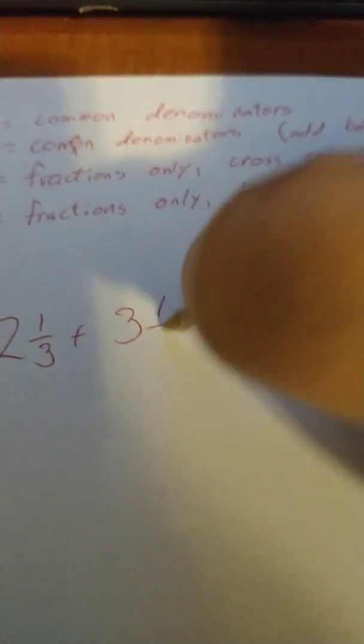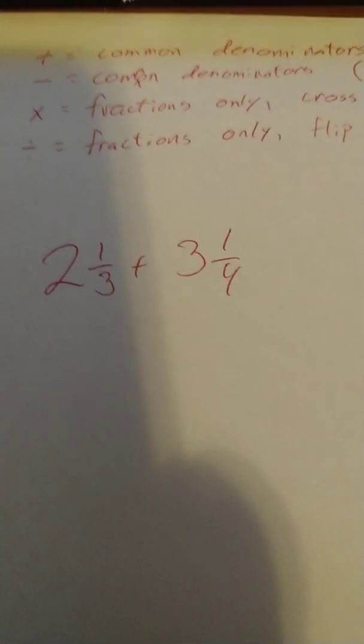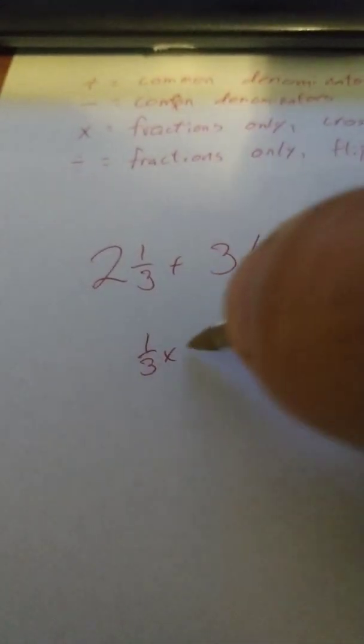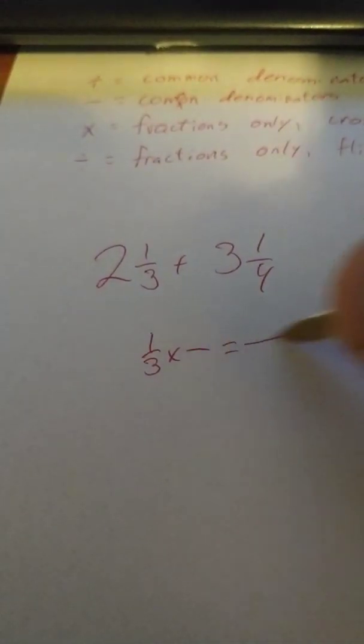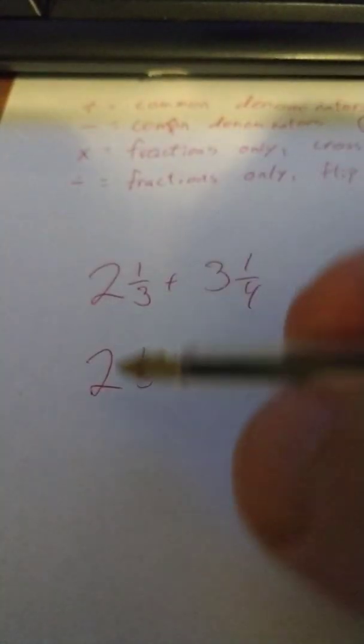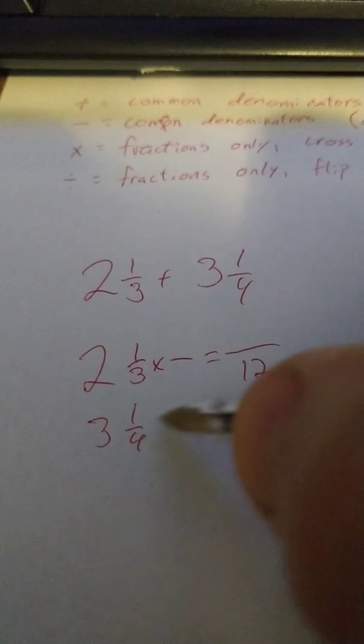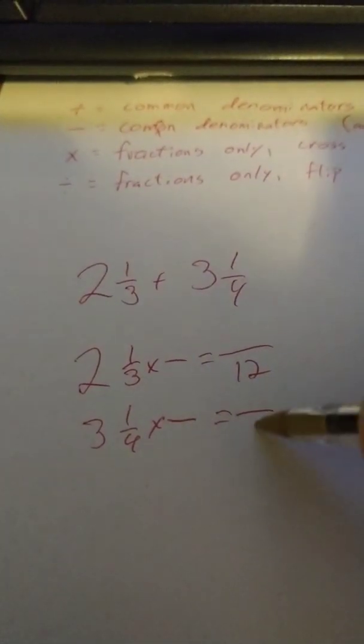So let's jump into one real quick. What if I had 2 1/3 plus 3 1/4? All right, well, I know that when I add fractions, I need common denominators. So 3 and 4 will both go into 12. So I'm going to do 1/3 times something to give me a 12. And I'm going to do, well, let's say it's 2 1/3 times something. And 3 1/4 times something to give me a 12 on the bottom.